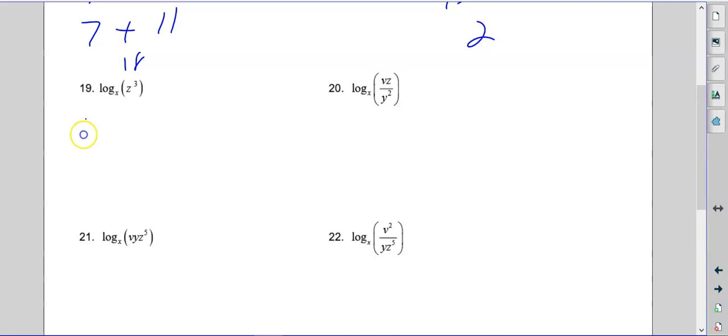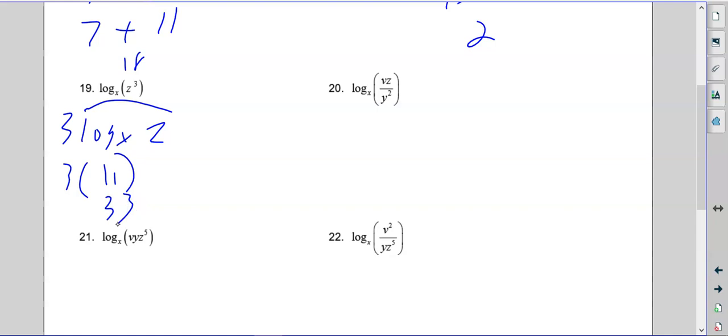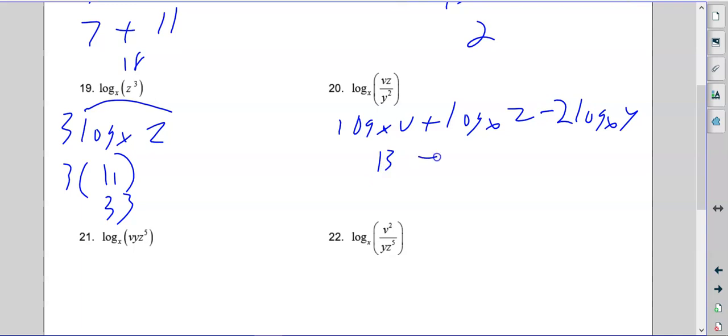Okay, first we're going to rewrite this. Log x of z, this 3 comes out in front. So it means 3 times whatever log x of z is, which is 11. So that gives us 33. Number 20, we're going to expand. Log x of v plus log x of z minus, now that 2 is going to come in front, log x of y. So that's going to be 13 plus 11 minus 2 times 7, which ends up being 10.